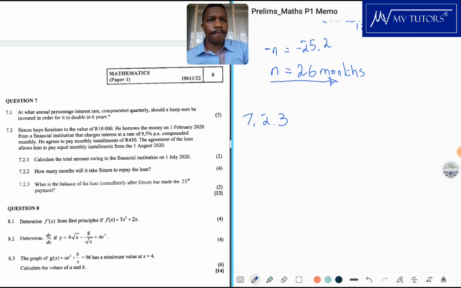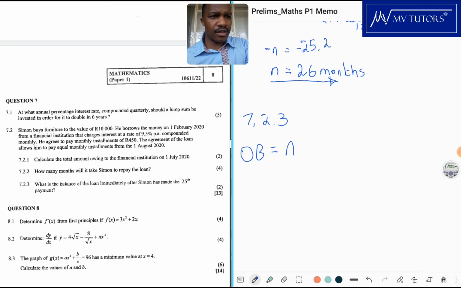Now let's go to the last question, 7.2.3. Okay, what is the balance of the loan immediately after Simon has made the 25th payment? You see, now they are asking what is that 0.2. But the way you calculate it is not just taking 0.2 of the final amount. No, you need to know the balance outstanding formula.